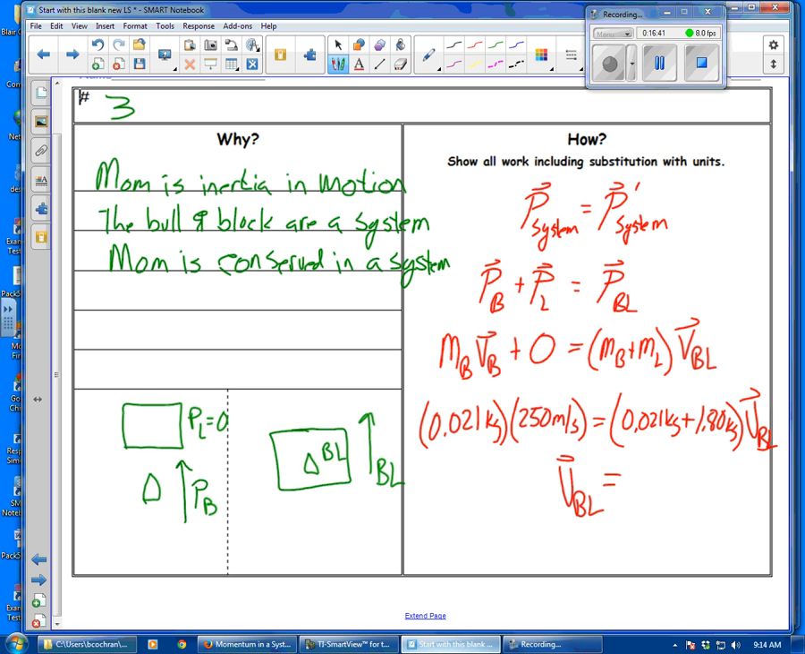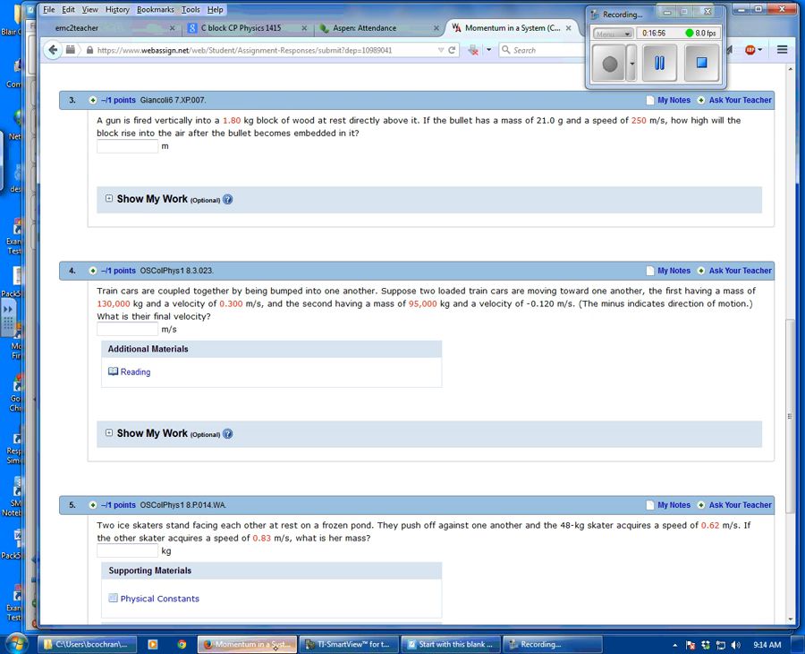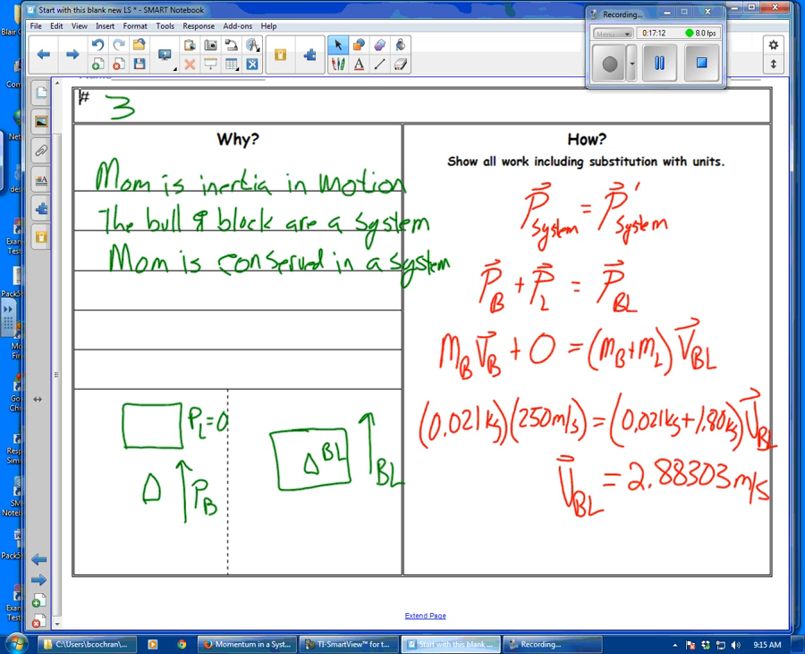I got an answer of 2.88303 meters per second. Now, if I go back and check the problem, did they ask me the velocity of the bullet in the block afterwards? No, they asked me how high it went, right? Well, this tells me the velocity that this block and bullet started moving upwards at.